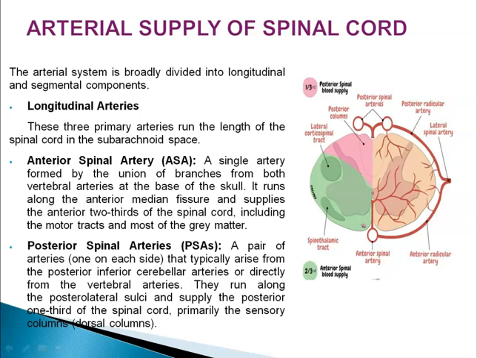So the arterial supply of the spinal cord is divided into the longitudinal arteries and the segmental components. The longitudinal arteries are the single anterior spinal artery, which arises here. It runs through the anterior median fissure and supplies the anterior 2/3 of the spinal cord. And the posterior spinal arteries are paired arteries. They arise from the posterior inferior cerebellar arteries, run along the posterolateral sulci on either side, and supply the posterior 1/3 of the spinal cord.